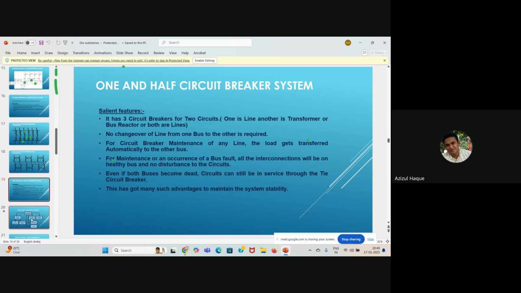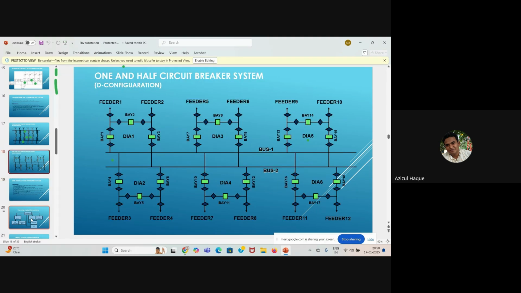But here what happens? An additional facility. If both the buses are dead, then also power can flow through this substation without any interruption. How? Let me show you. Ma'am, go back to that previous slide.